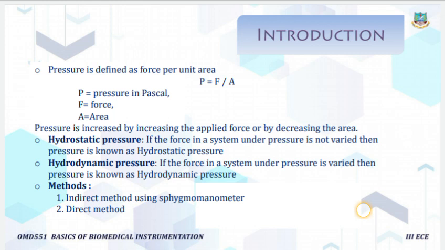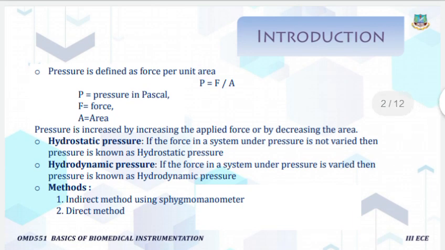There are two types of pressure: hydrostatic pressure and hydrodynamic pressure. Hydrostatic pressure is the pressure when there is no variation in the force in the system. And if the force in a system under pressure is varied, then that pressure is known as hydrodynamic pressure. These are the two types of pressure.